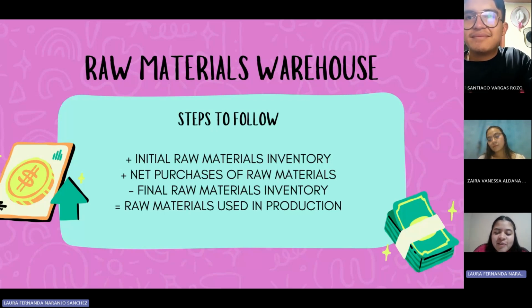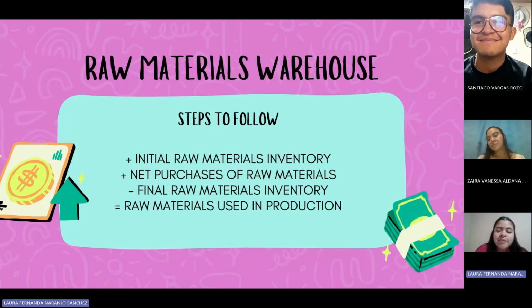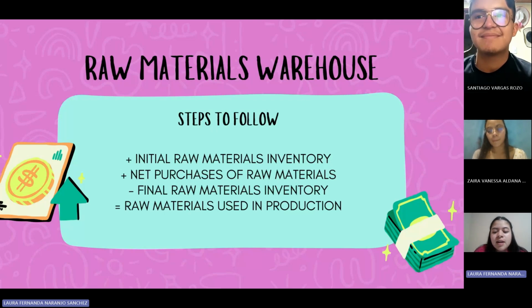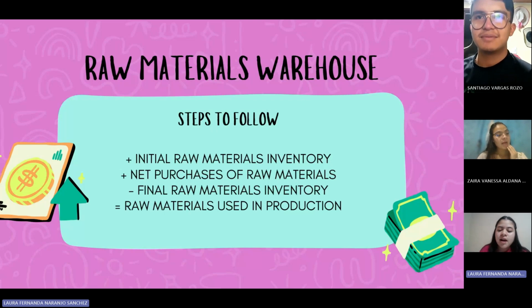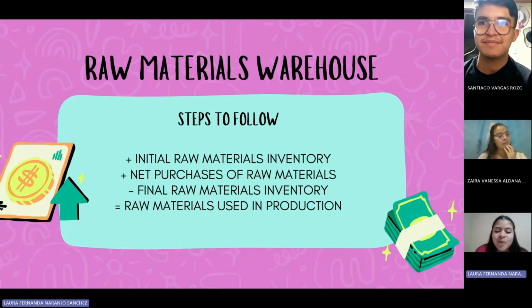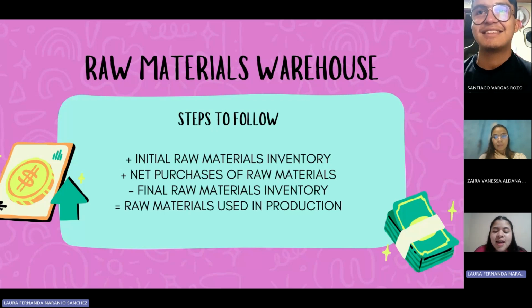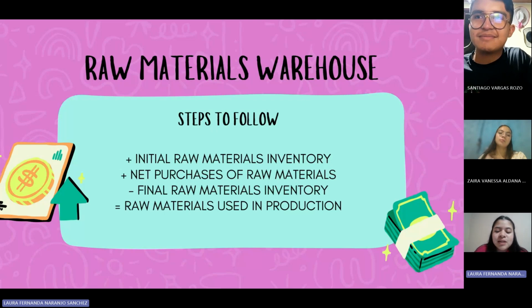5. Final raw materials inventory, what remains at the end of the period. 6. Transferred materials, raw materials sent to the production area. Why is it important to control the raw material inventory? Because it helps optimize costs by avoiding material shortages or excess, which directly affects production efficiency.